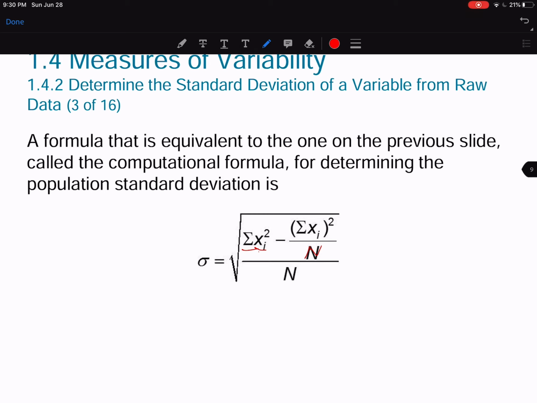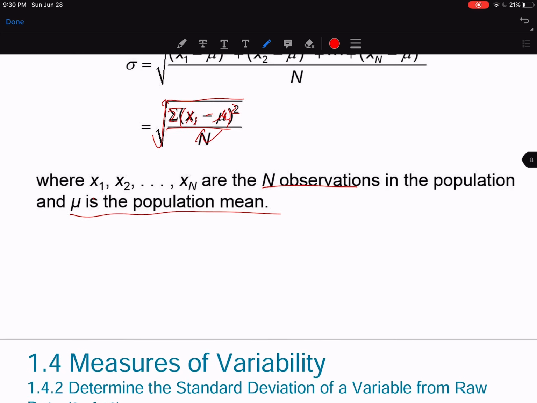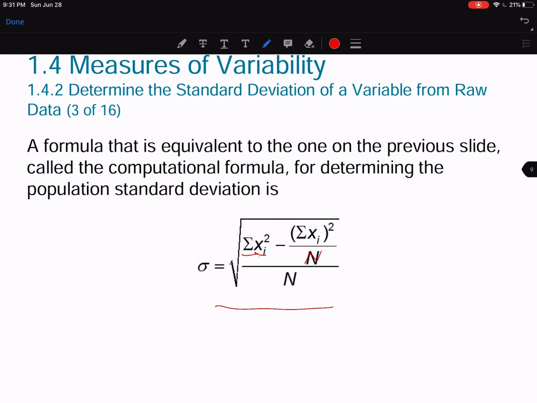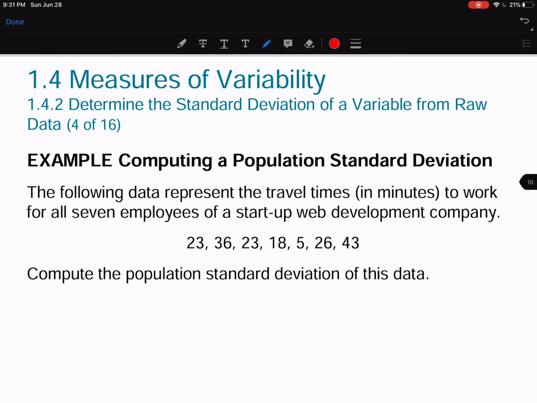So basically, once we have the formula, you can use either one. Either this one or this one is going to work. You get exactly the same answer. They are completely equivalent to each other. So if you have the formula and the data set, you can find the population standard deviation by doing the basic calculations. Now let's take a look at the example here.